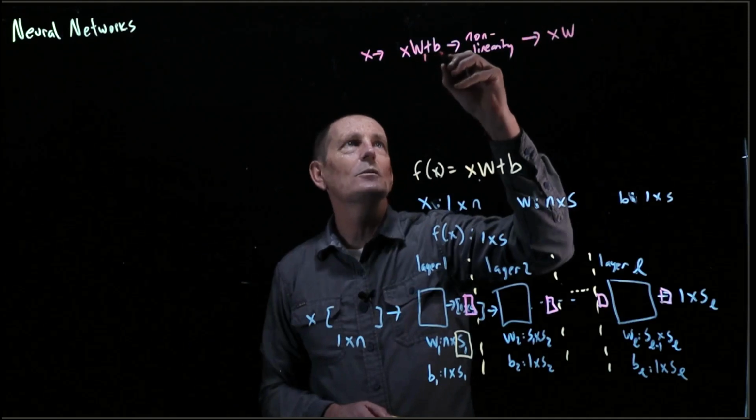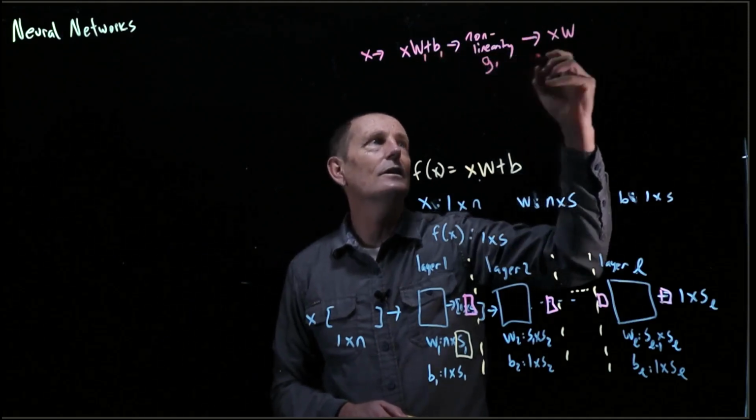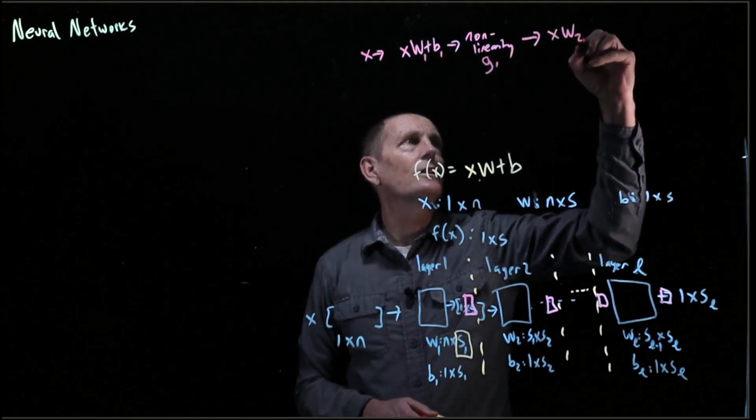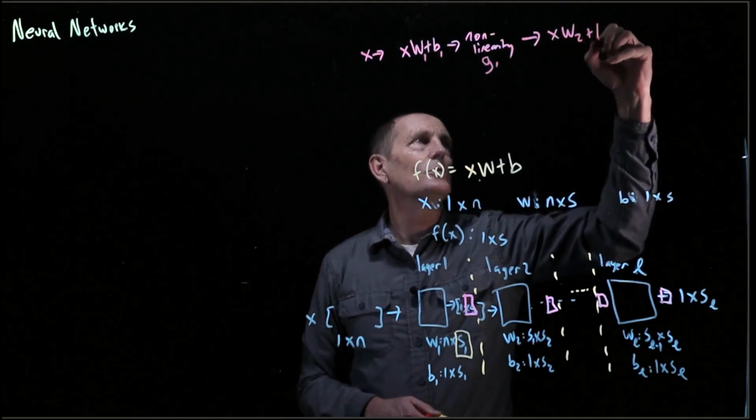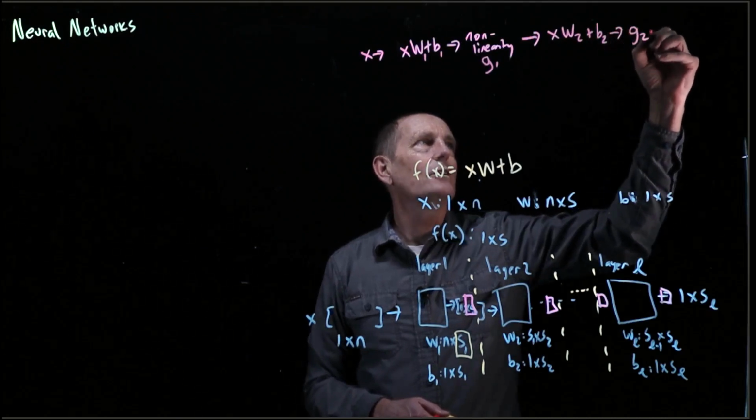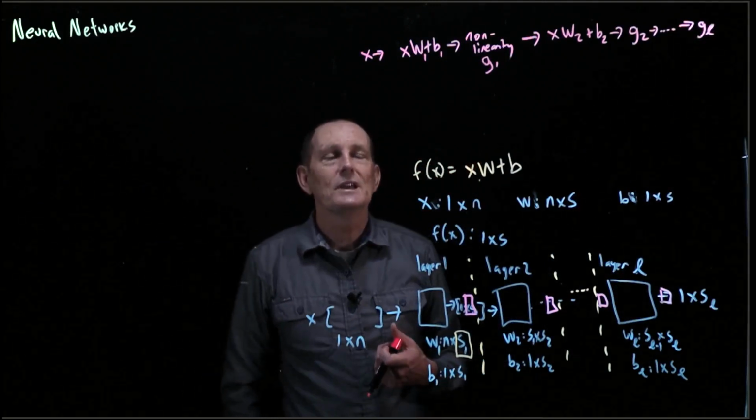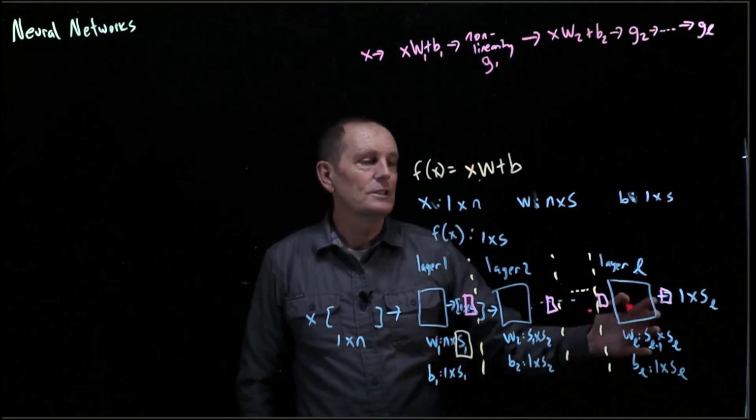so this is, let's say, xW1 plus b1. This is our nonlinearity. I'm going to call it g1. And then we feed it into another xW2 plus b2. And then as long as we add a nonlinearity, we're good. And in this way, we're going to be able to actually use this depth.